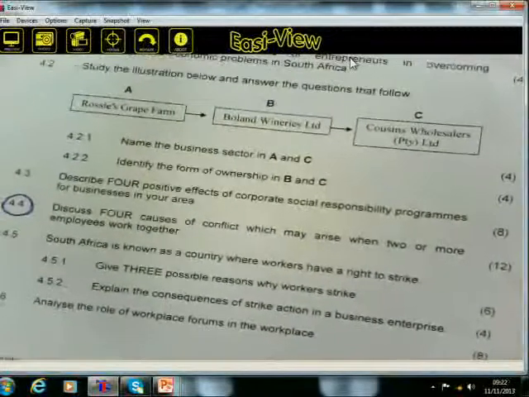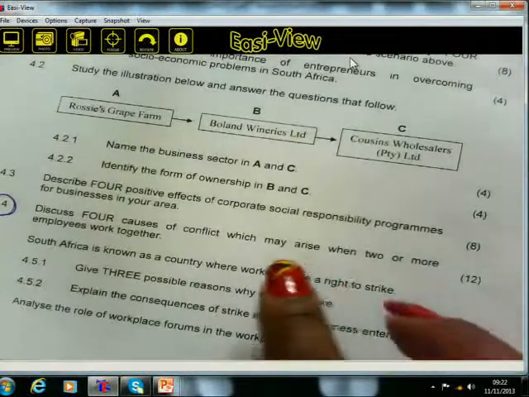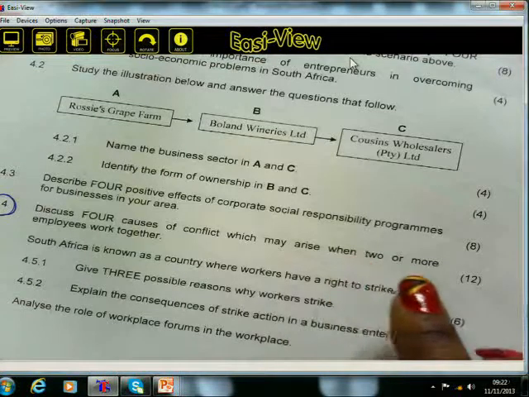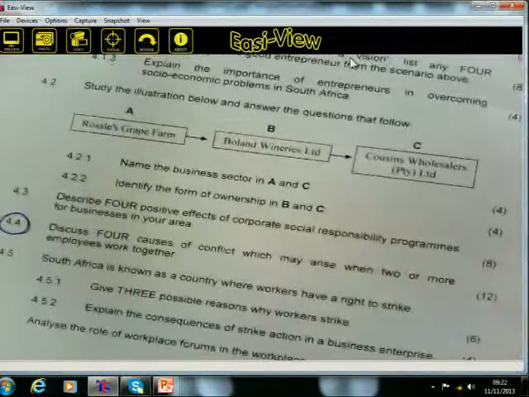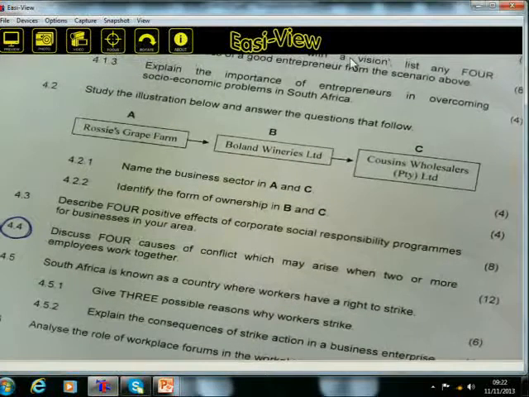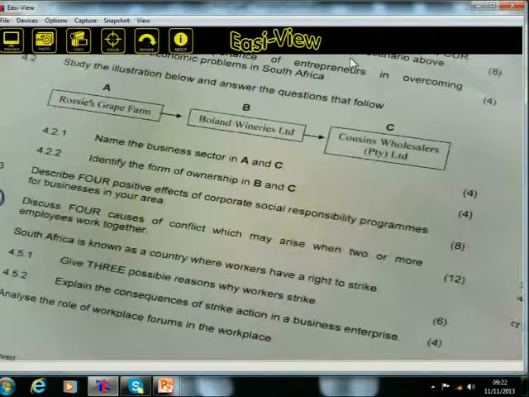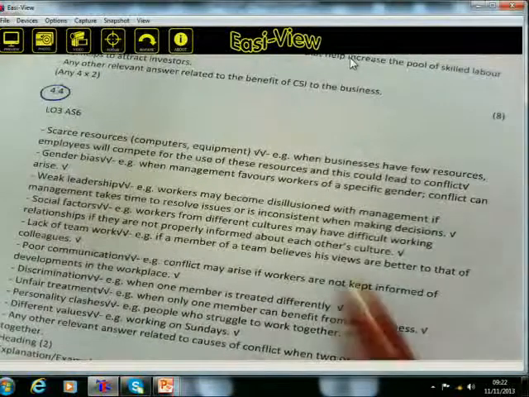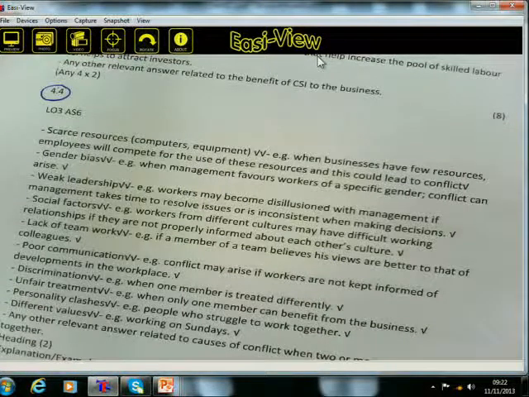That's what you have to take care of. Allocate marks when a learner uses examples to demonstrate understanding of the statement. If you are able to give an example of what you are saying, marks should be allocated. But then the maximum should be 2. Remember, you cannot exceed 2 marks. Let's move on to the second question. The second question says, besides an entrepreneur with a vision, list any 4 characteristics of a good entrepreneur from the scenario above.